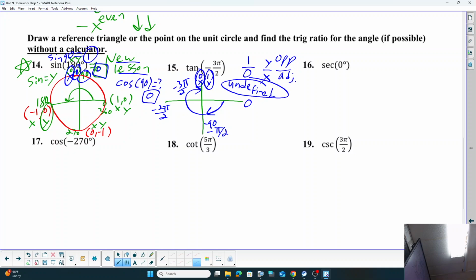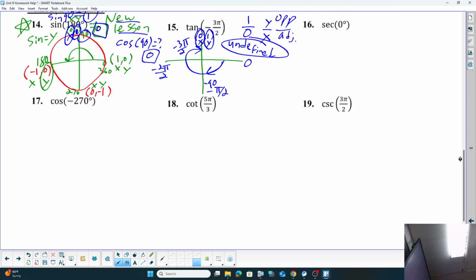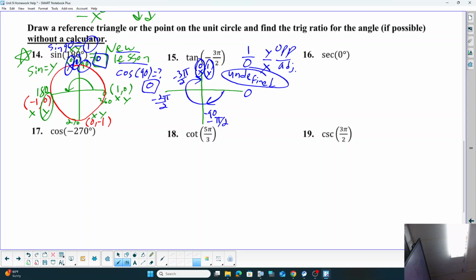You try 16. You try 17. Try 18. Try 19. You got this. So where's negative 270? Oops, wrong way. So negative 270 is the same place. We were just there. You can do this one.